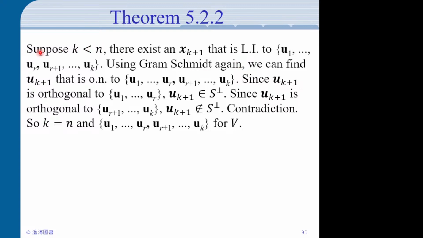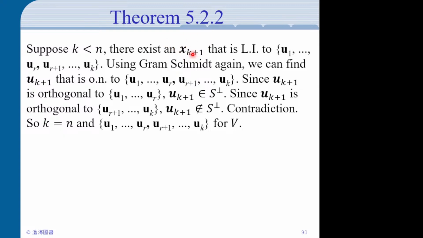Because if k is less than n, then there is something that's linearly independent of this set. Because k less than n means u1 to uk span something only k dimensional, not equal to the whole space. So k less than n means u1 to uk doesn't span the whole V, and that means there is something in V that's linearly independent of it. So there is some x_{k+1} linearly independent of the set we found. We will try to prove by contradiction.